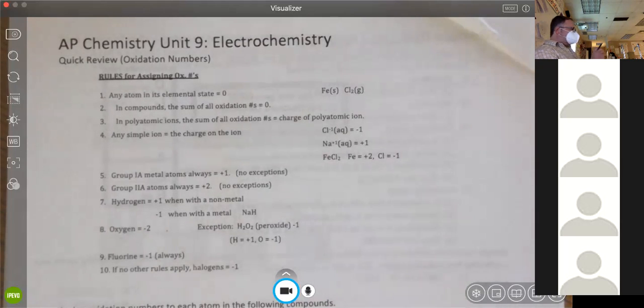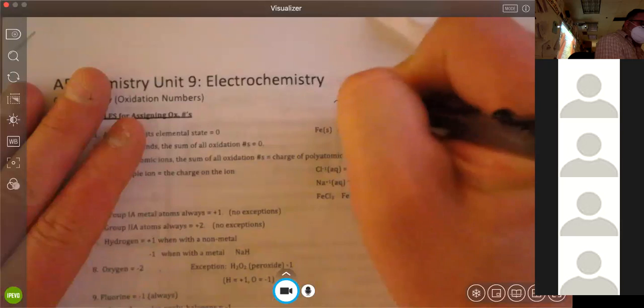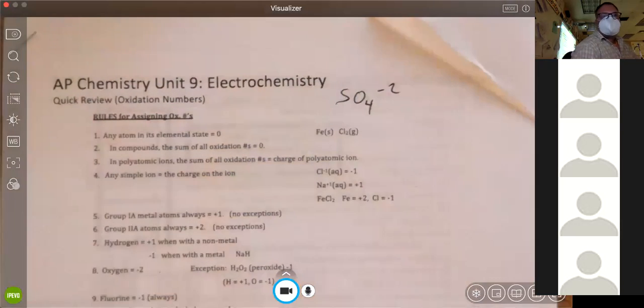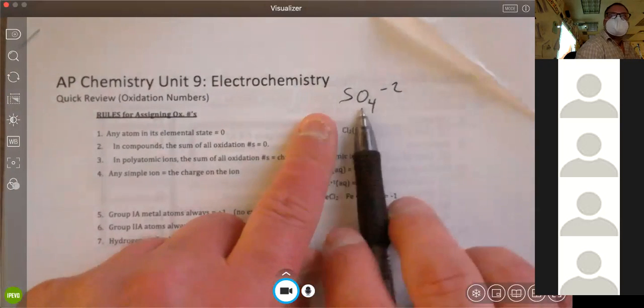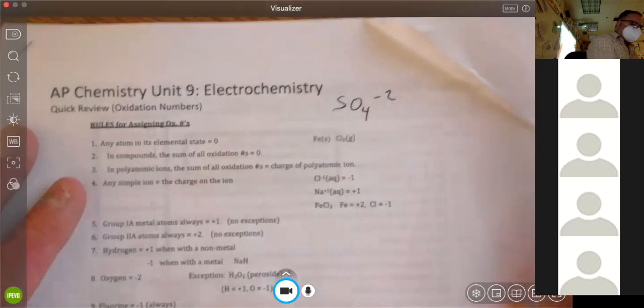If I have that zinc in the ionic compound zinc sulfate, what is the charge of sulfate? -2. So that means that zinc must have what oxidation number? +2. If we were then to break down the SO4, the sulfate ion, we now need to go down to other rules. But the sum of these must equal that -2.